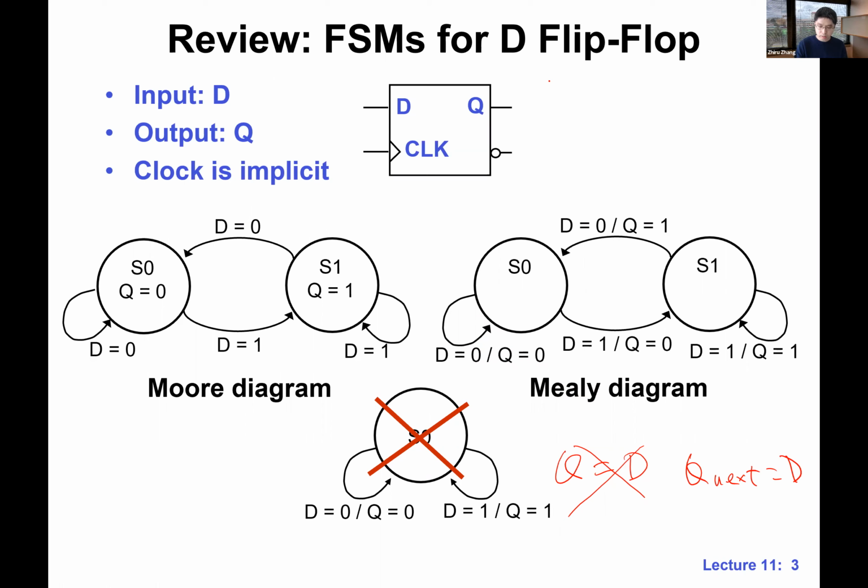So Q should be equivalent to the current state, and the next state is D. This is basically how we represent a DFF using either Moore or Mealy diagrams.